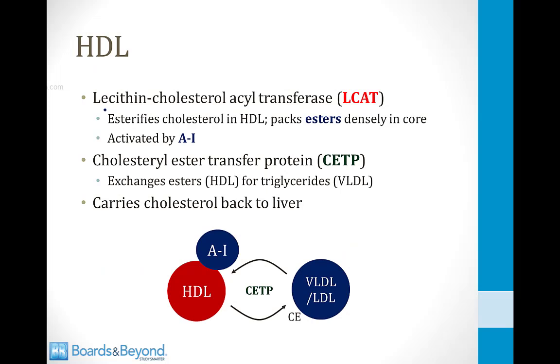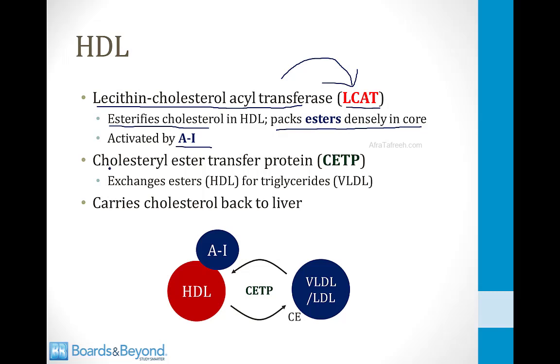HDL carries an enzyme called lecithin cholesterol acyltransferase, or LCAT, and what LCAT does is it takes the cholesterol that HDL picks up from the tissues and it esterifies it. We talked earlier in this module about how cholesterol can be esterified to fatty acids. LCAT will do that for the cholesterol that HDL picks up, and then those esters can be packed densely into the core, allowing HDL to carry a lot of lipids and cholesterol in a small amount of space. The reason that HDL carries the apolipoprotein A1 is because A1 is necessary for the activation of LCAT.